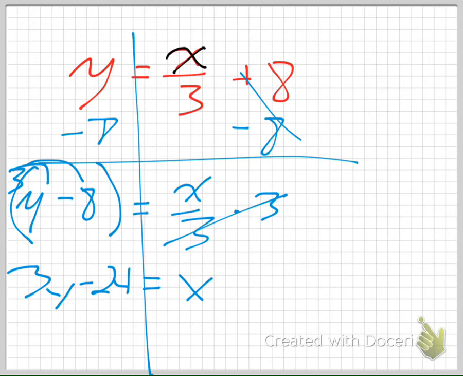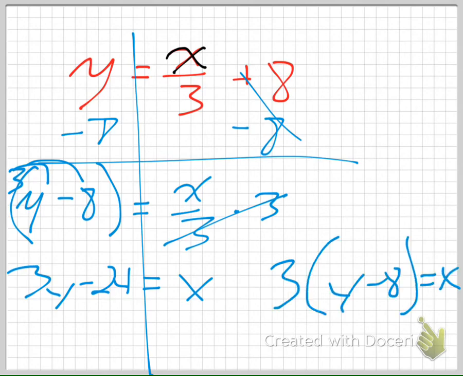Now here's the deal. If you had left it as 3 times y minus 8 equals x, that would work too, but it has to be in parentheses. Does that make sense? Because you're multiplying everything on that side by 3. That's an important step, okay?